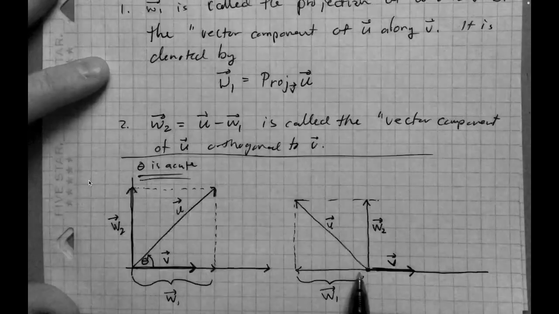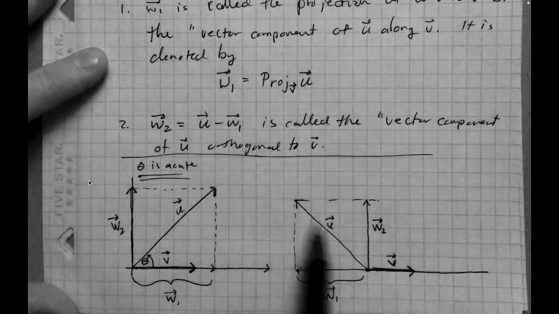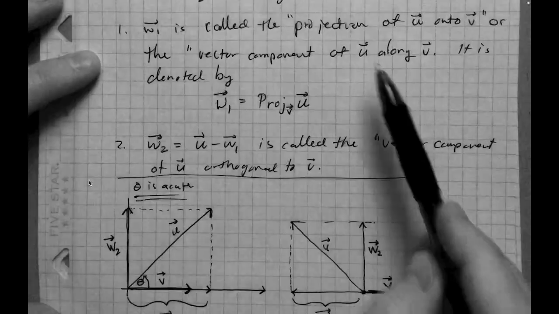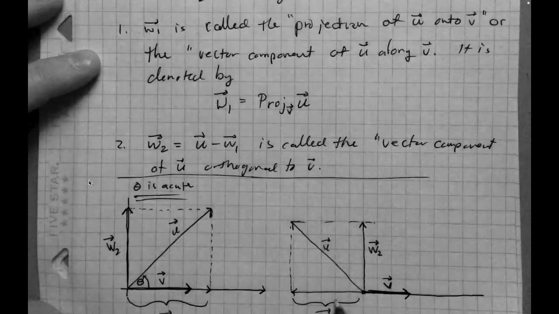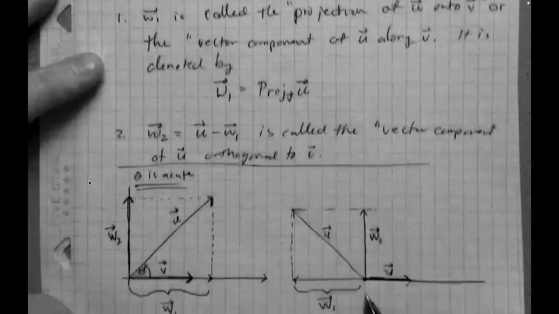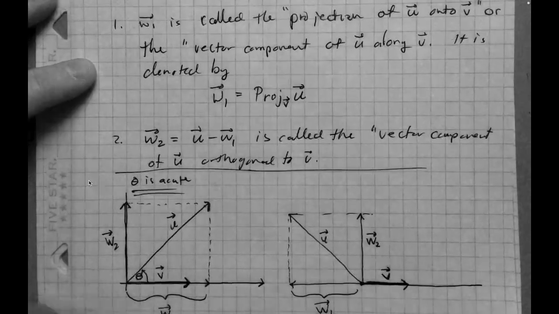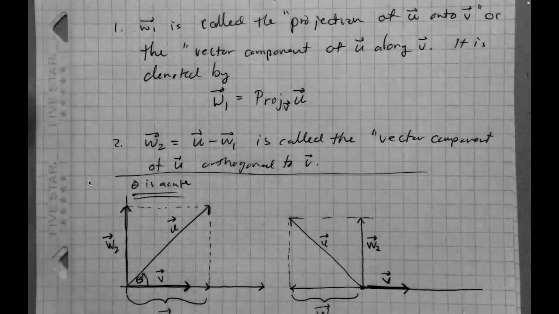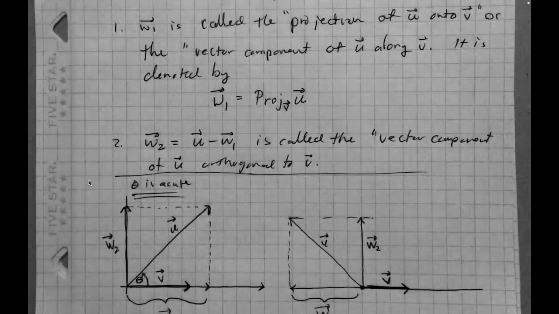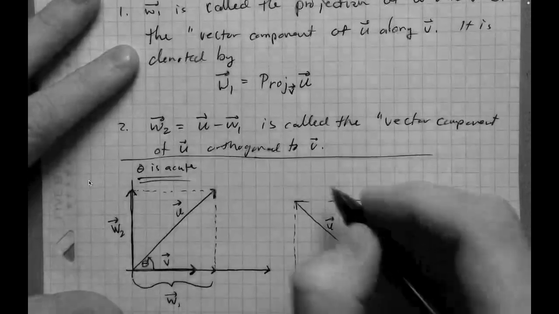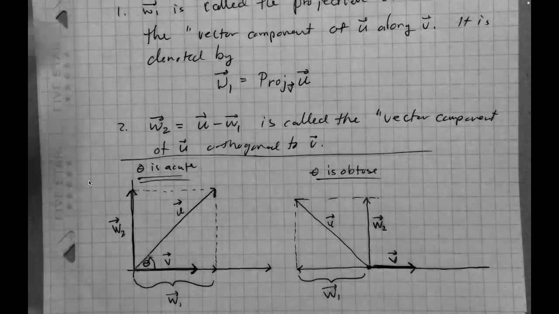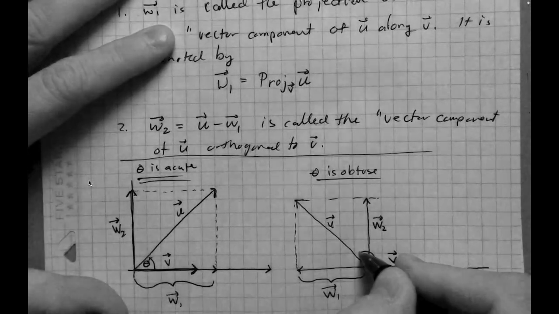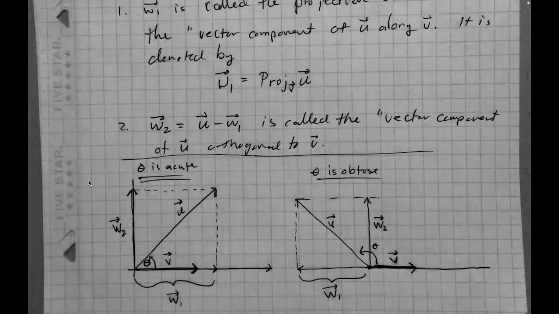Now notice w1 is the projection of u onto v, right? See what it says here, projection of u onto v, or it's also said the vector component of u along v. It doesn't mean that they are going in the same direction, right? These are just two parallel vectors. They're not necessarily in the same direction. All right, so these pictures are important, and this is for theta an obtuse angle, right? The angle between v and u is greater than 90 degrees.